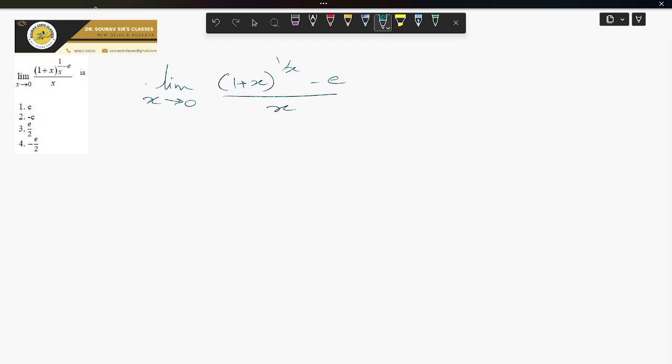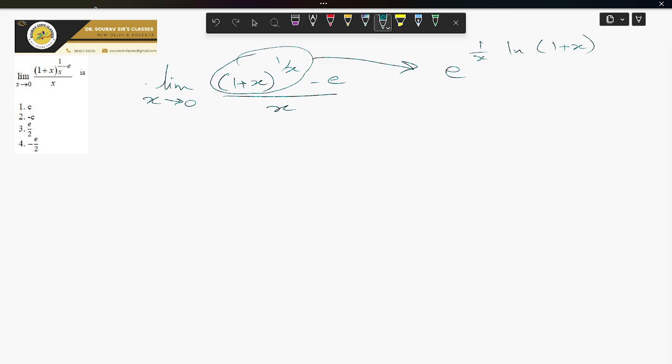So this is an indeterminate form of type 0 by 0. So we will use L'Hospital's rule to evaluate it. Here's the step-by-step solution. Okay, so now we are going to expand this thing, that means (1 plus x) whole to the power 1 by x. Okay, so this is what? This is e to the power 1 by x ln of this.